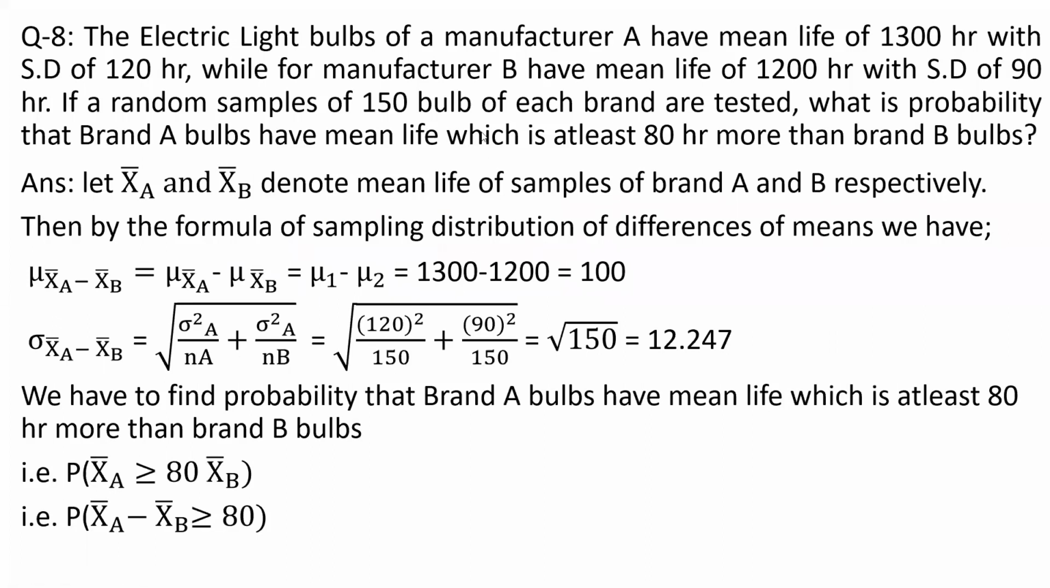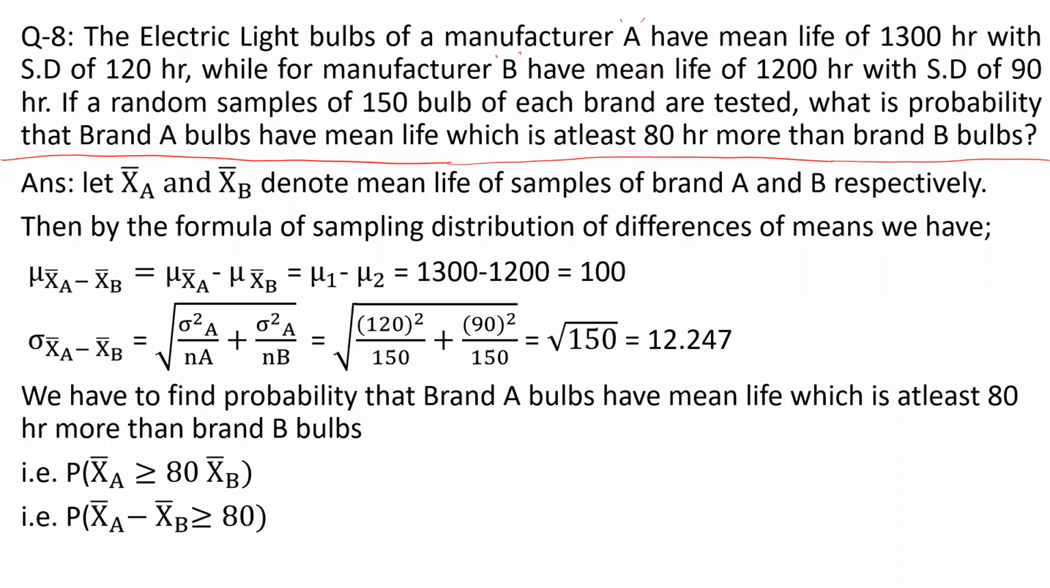So now let us see this problem. This problem comes in the category of differences of mean. Okay. Right, I just put a line. Okay. The electric light bulbs of manufacturer A. There are two types of manufacturer for light bulbs, that is A and B, two manufacturers.